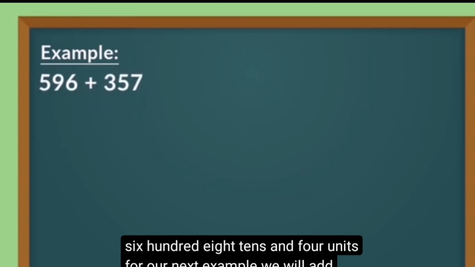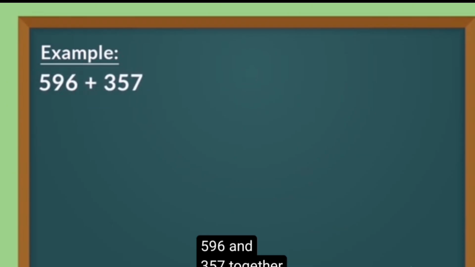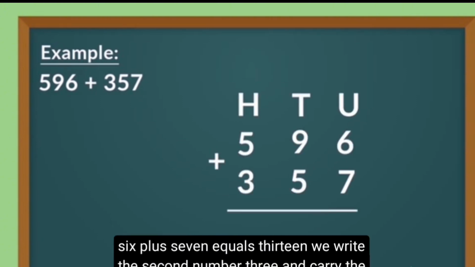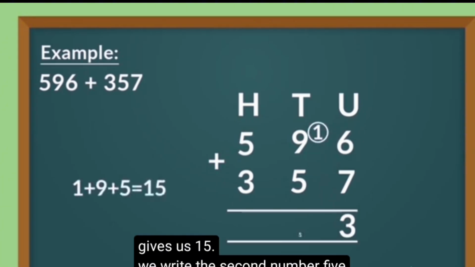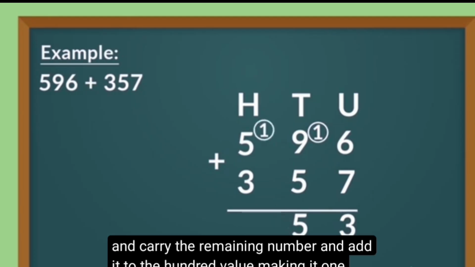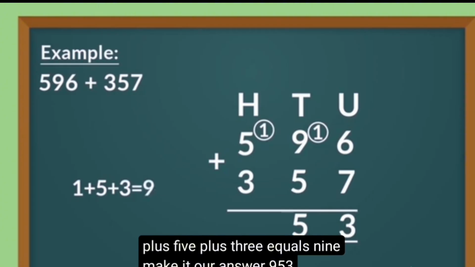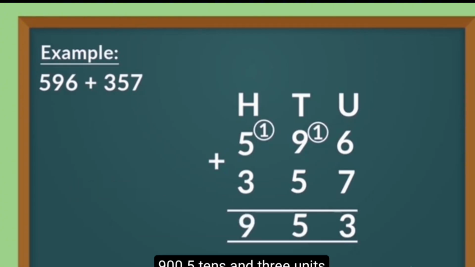Next example, a special example. 596 plus 356. The sum of the units is 12. Good. 1 is the tens value. So add up 1 plus 9 plus 5 is equal to 15. 5 in the tens place, but 1 is in the hundreds place. So 1 plus 5 plus 3 is 9. Therefore the value is 900, 5 tens and 2 units.